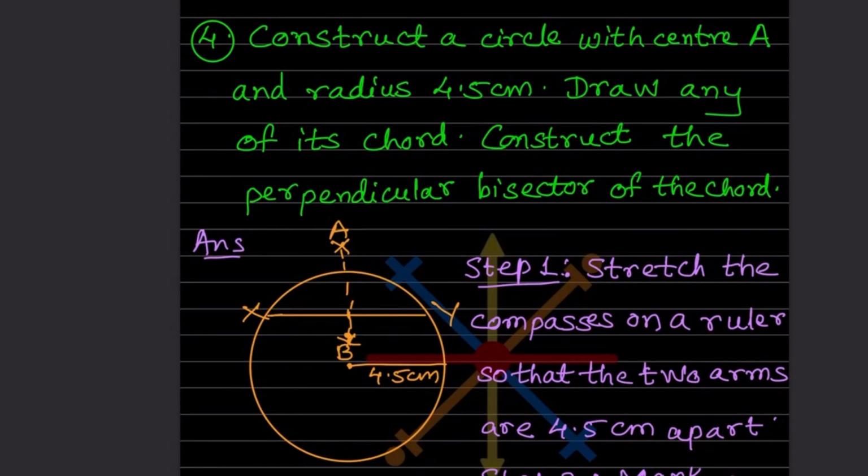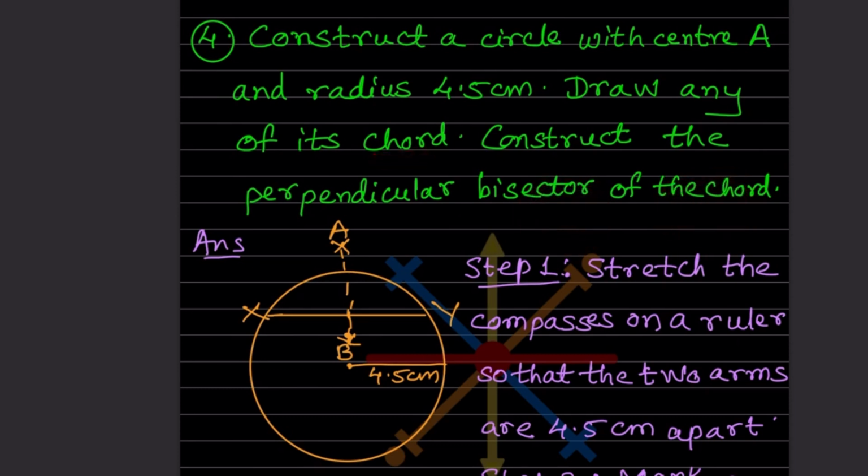Construct a circle with center A and radius 4.5 centimeter. Draw any of its chord. I'll tell you what a chord is later. Construct the perpendicular bisector of the chord. Whenever you draw a circle, whatever passes through the center is the diameter. It can pass from anywhere, so this is called the diameter. And this chord, this is the center, it doesn't pass through the center. It can be anywhere, but it doesn't pass through the center. That is called a chord.